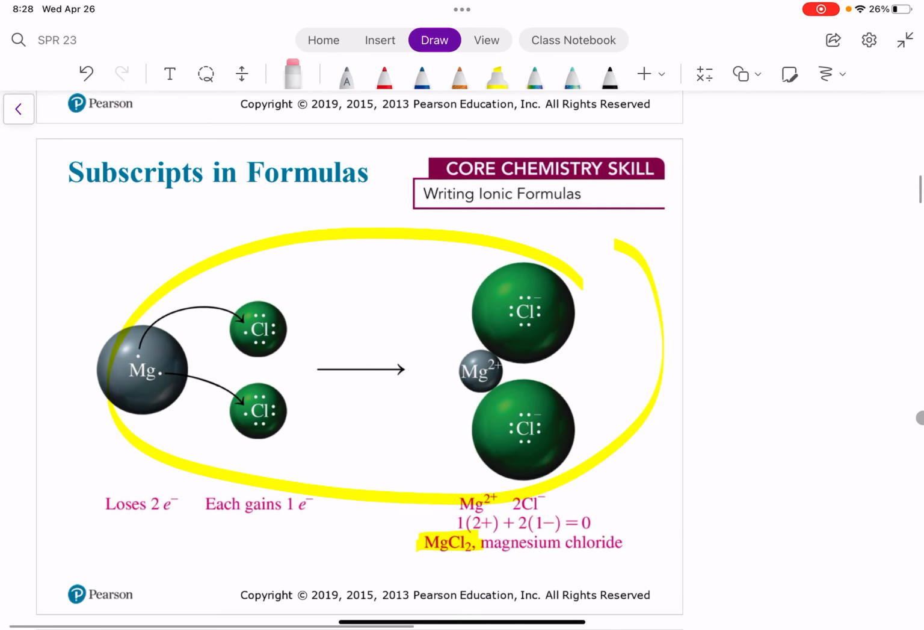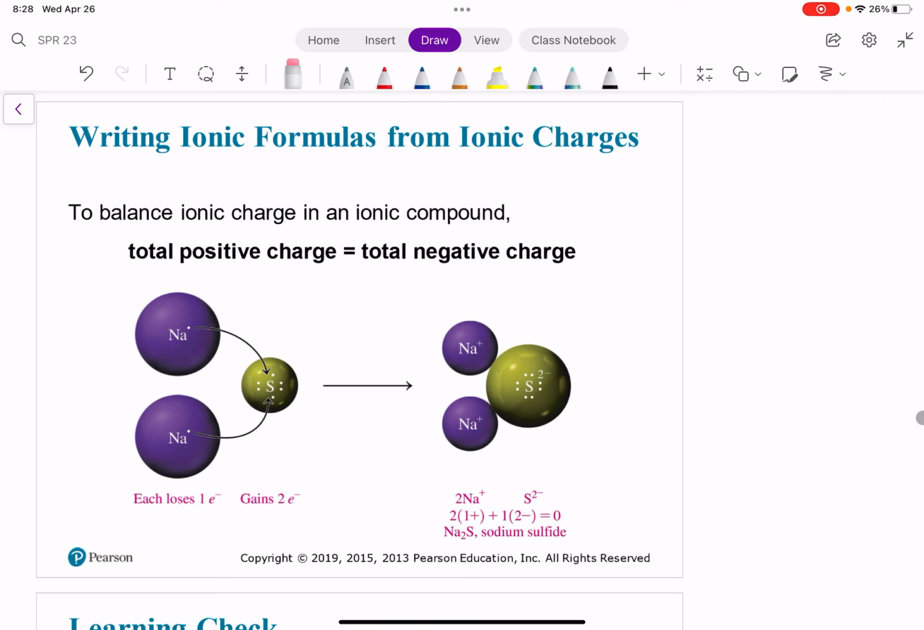Okay, so writing ionic formulas for ionic charges. To balance the ionic charge in an ionic compound, the total positive charge has to equal the total negative charge. That's why these atoms are bonding in the first place. They want to be neutral. To be neutral is to be more stable. So if one thing wants to gain some electrons, the other thing wants to give away some electrons, they're going to bond and stay together because they both are attracted to the other one's charge, and because together they make a neutral compound.